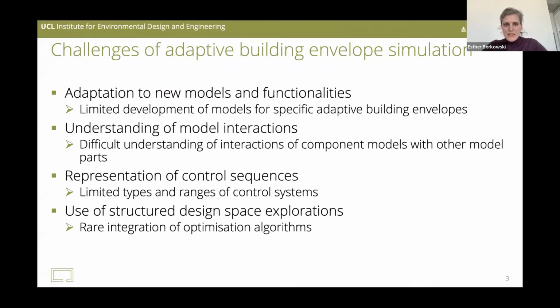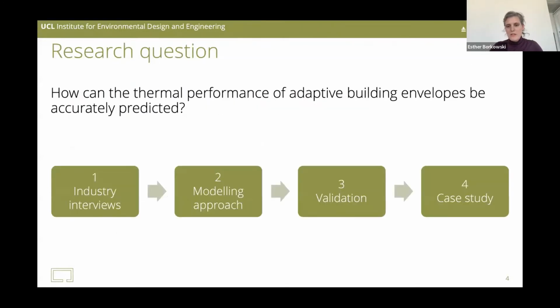Another limitation is that current building performance simulation tools cannot perform structured design space explorations, as they cannot solve non-convex optimization problems with continuous and discrete parameters. And these optimization algorithms are rarely integrated. There are, of course, a few exceptions, like Design Builder, for example. Because of these limitations, part of the aim of my PhD was to investigate how to accurately predict the thermal performance of control strategies for adaptive building envelopes.